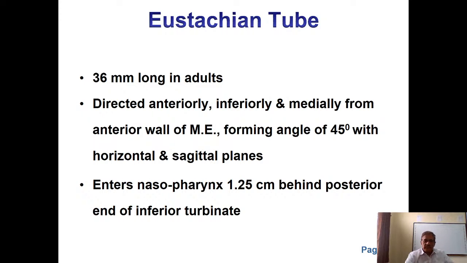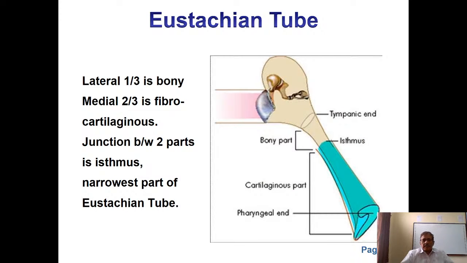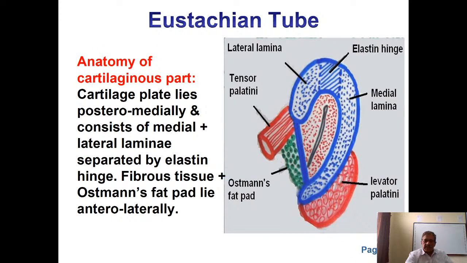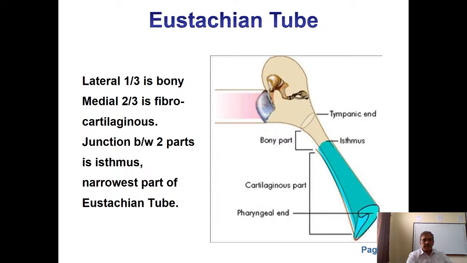And if you see the gross differences, now as you see the Eustachian tube, this is the cartilaginous part, and that is the bony part, and it opens into the middle ear cavity by the anterior wall, and the outside part.